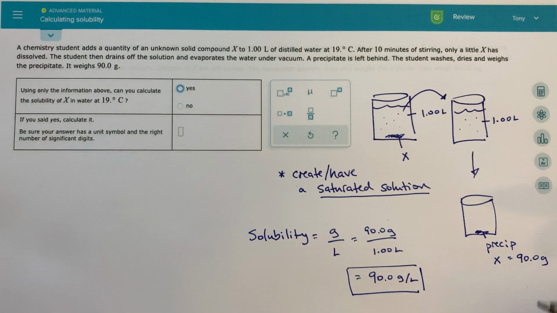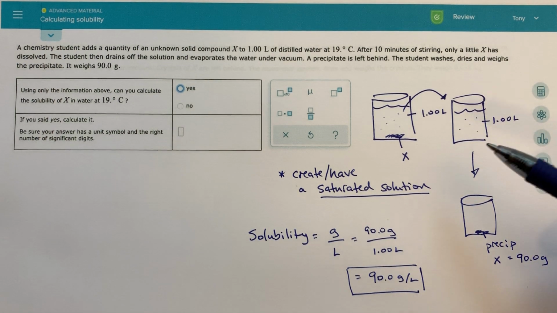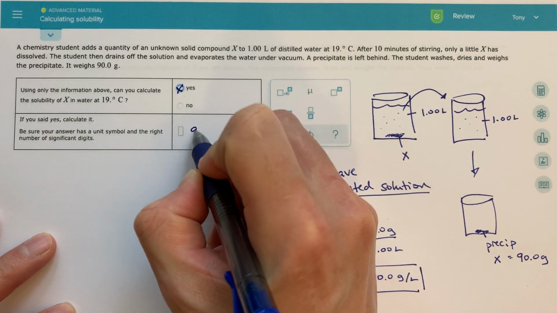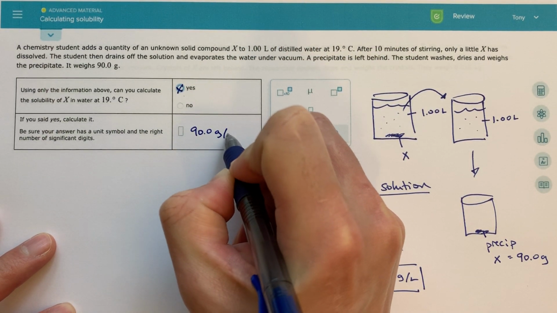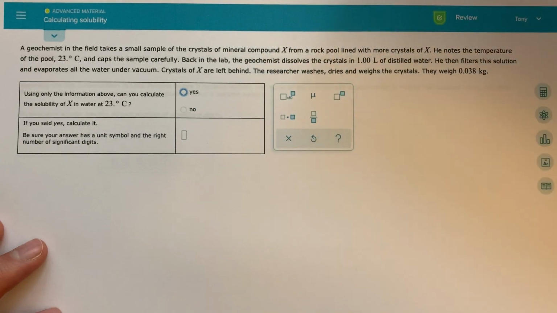And again, the important thing is that we had a saturated solution, right? We always have to go back to: was the solution that we're testing a saturated solution? If yes, then we can calculate the solubility. So yes, we can calculate it, and it's 90.0 grams per liter. Okay, so let's look at one more example and talk through it.